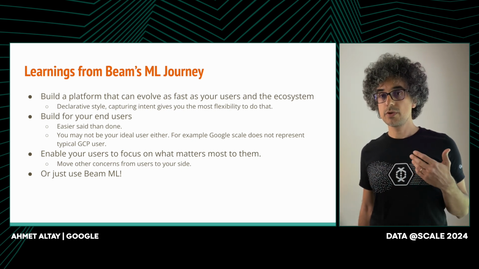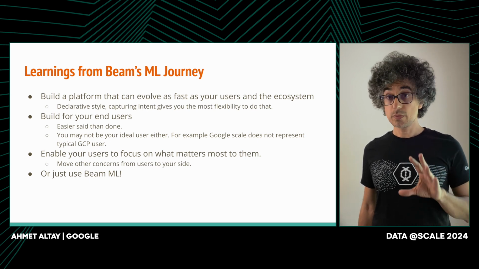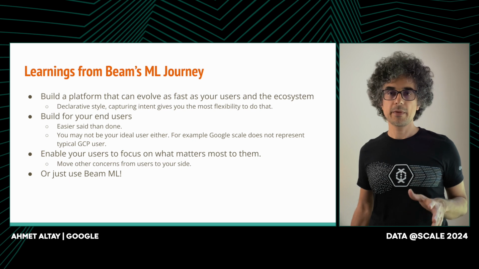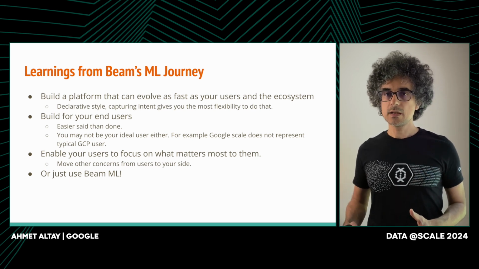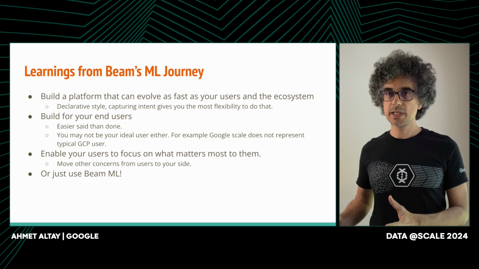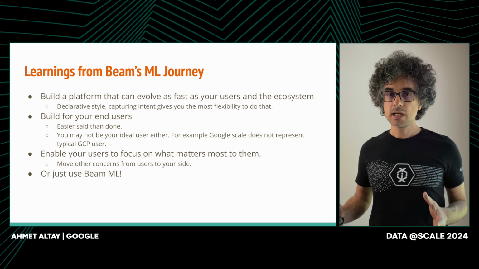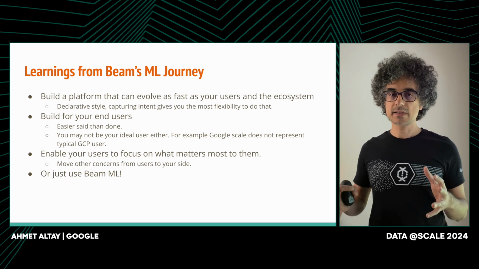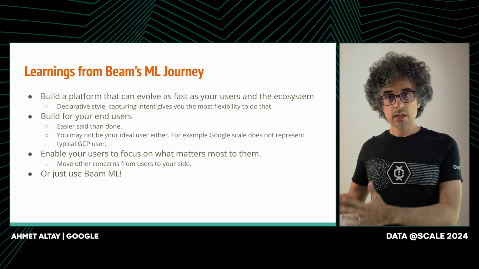Second, build for your users. This is easier said than done. You may not be your ideal user as well. We have made that mistake with BeamML. We started with Google scale. We tried to apply it to the typical GCP experience, but it didn't really exactly fit. Understanding your users and building a system for them will be one of the highest priorities to build an efficient platform.